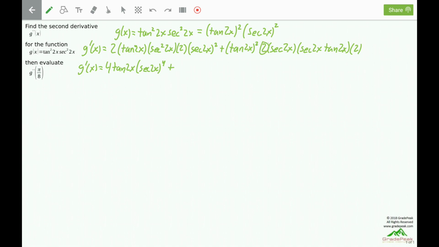Plus the next term, we have a 2 and another 2. We can multiply those. That's a 4. We have a tangent squared and a tangent. Add those exponents, that'll be tangent cubed. So tangent of 2x cubed. And then we have a secant and another secant, and that will be secant squared.